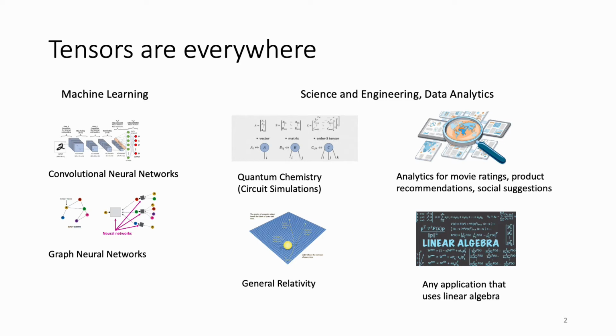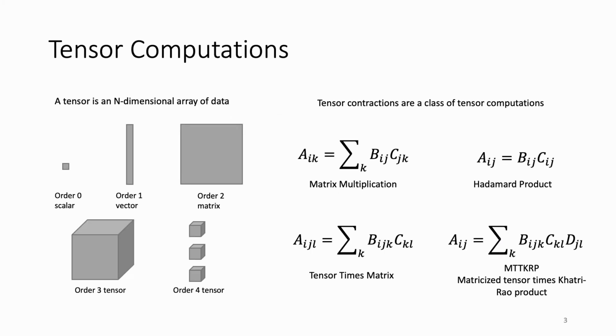Now, let's see what a tensor is and look at some examples of tensor computations. Tensors can be scalars, one-dimensional vectors, two-dimensional matrices, three-dimensional or higher-order tensors. Tensor contractions are a class of tensor computations. You can see some examples of tensor computations denoting matrix multiplication, Hadamard product or element-wise multiplication, tensor times matrix multiplication, and matricized tensor times Khatri-Rao product.